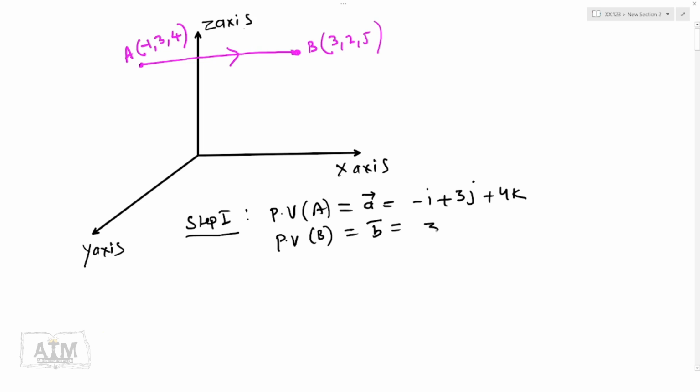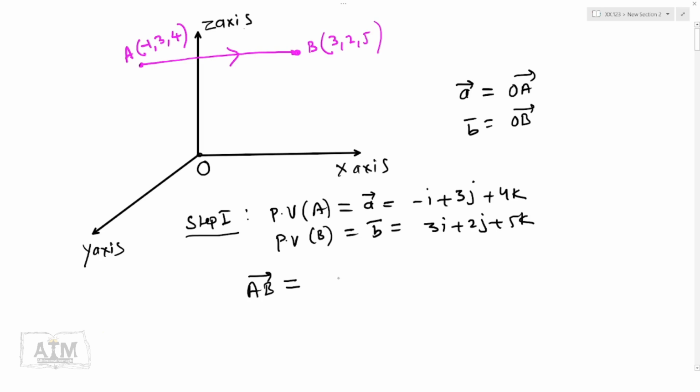Vector B is nothing but 3i cap plus 2j cap plus 5k cap. Now we need to find vector AB. Actually, vector A is nothing but vector OA, and vector B is nothing but vector OB, because whenever you are talking about a position vector, it is always taken with respect to the origin. Now we need to find vector AB.